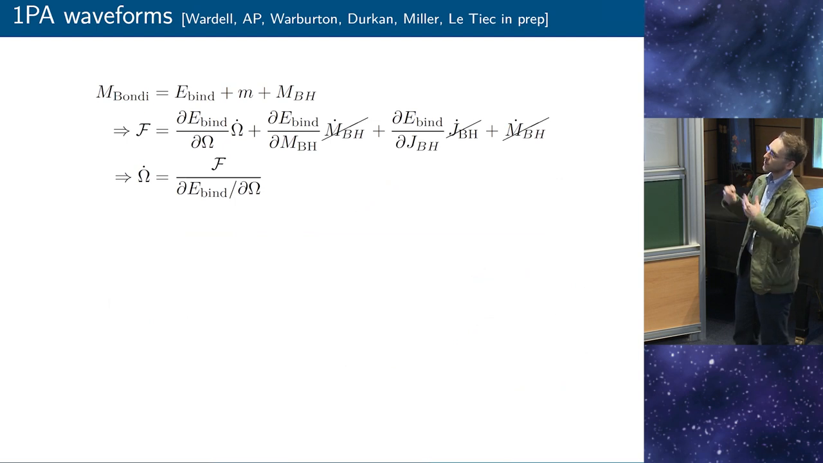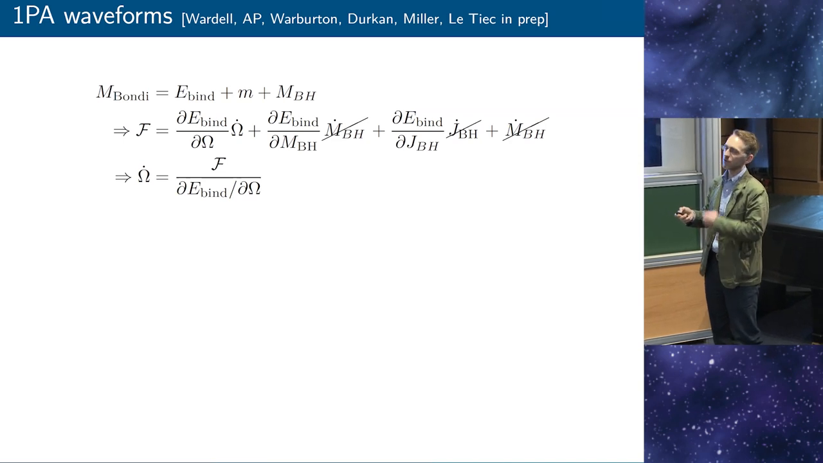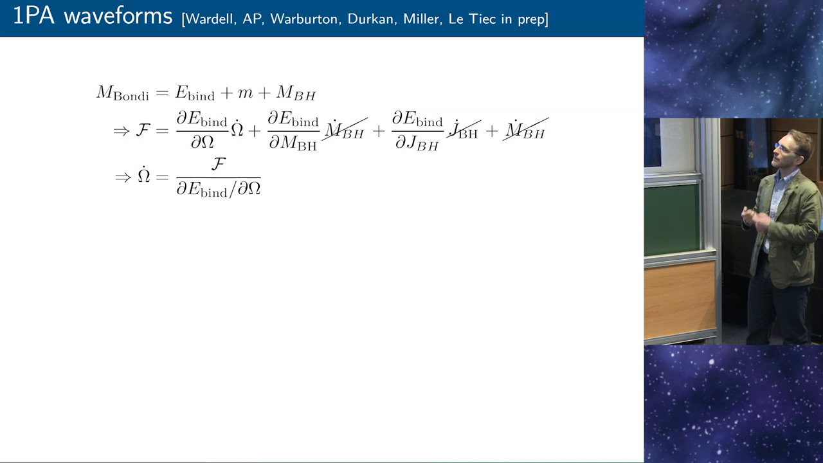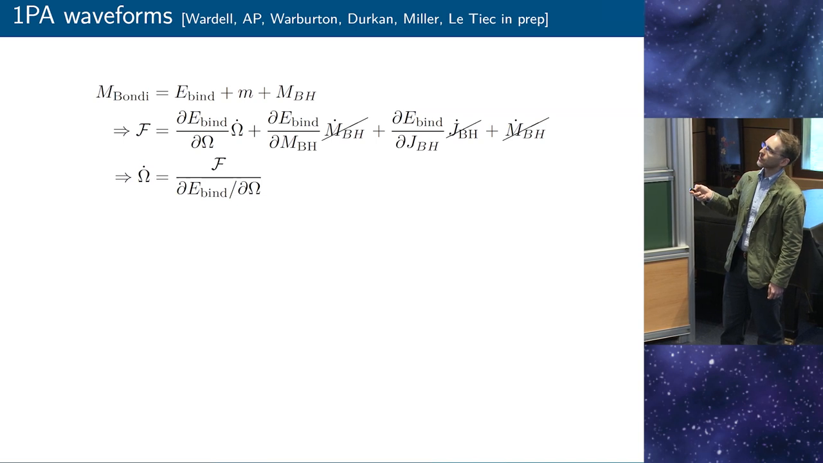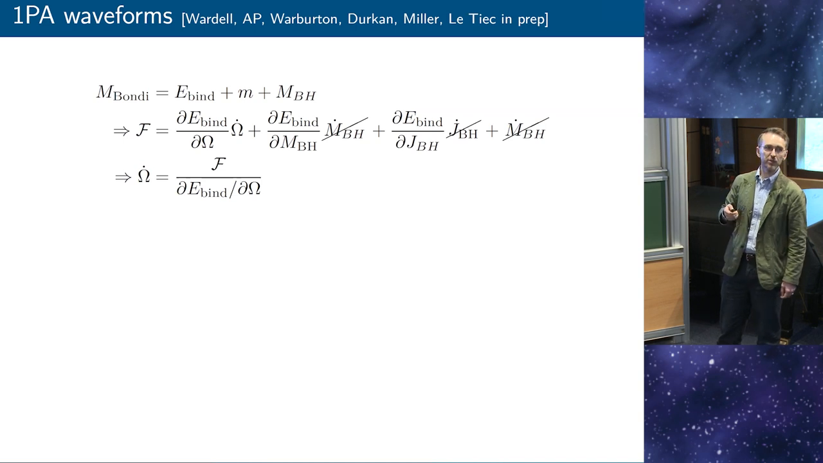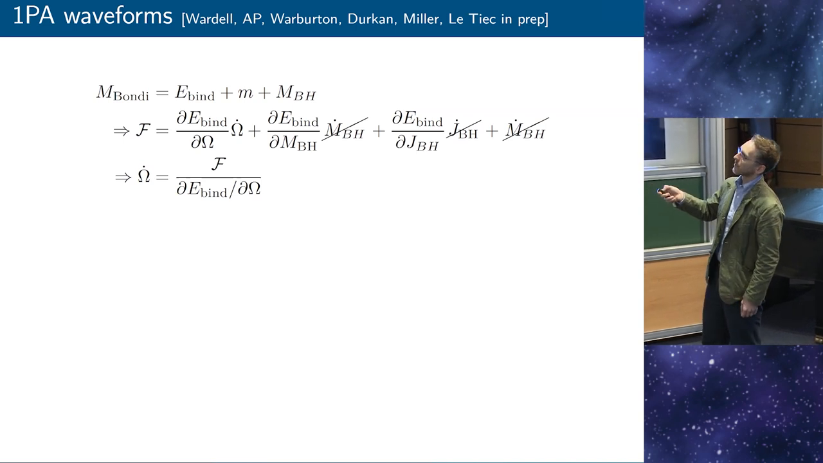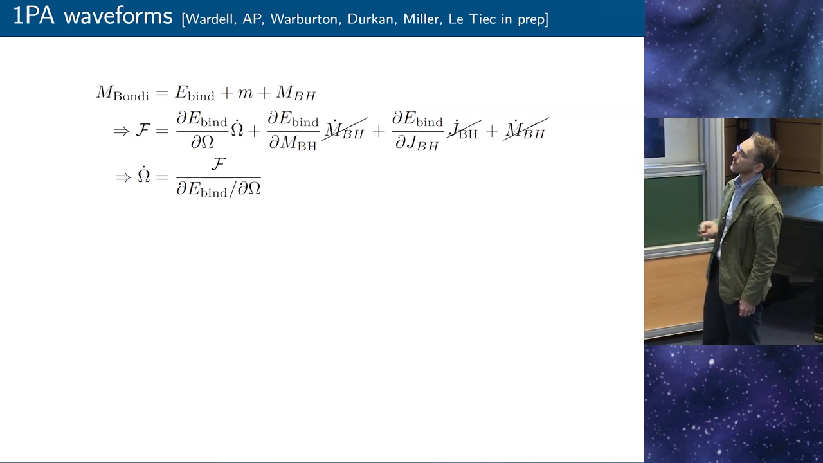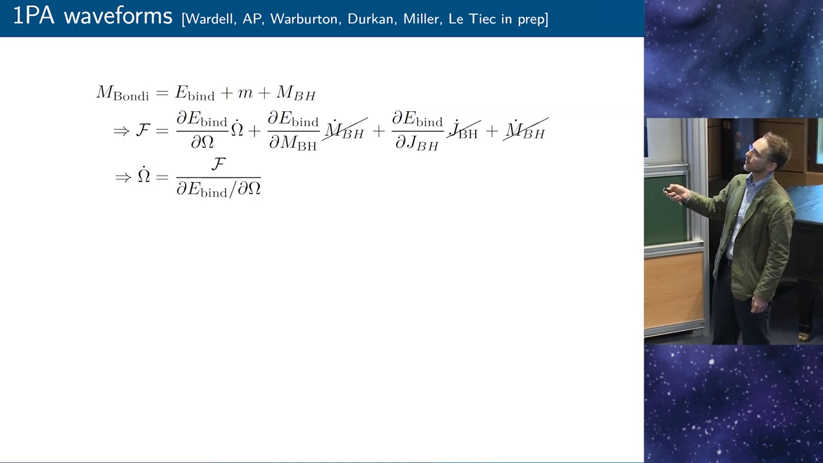Now, in the two-timescale expansion that I laid out, we have local expressions for the rate of change of the orbital frequency in terms of the local self-force. We still have not successfully calculated the second-order local self-force, but we are able to generate waveforms at first post-adiabatic order just using the Bondi mass loss formula, or the balance law at infinity. So we start off with the Bondi mass. It's, by definition, the binding energy plus the two rest masses. The flux is, by definition, the time derivative of this. And we have the binding energy as a function of frequency and as a function of the parameters of the big black hole.